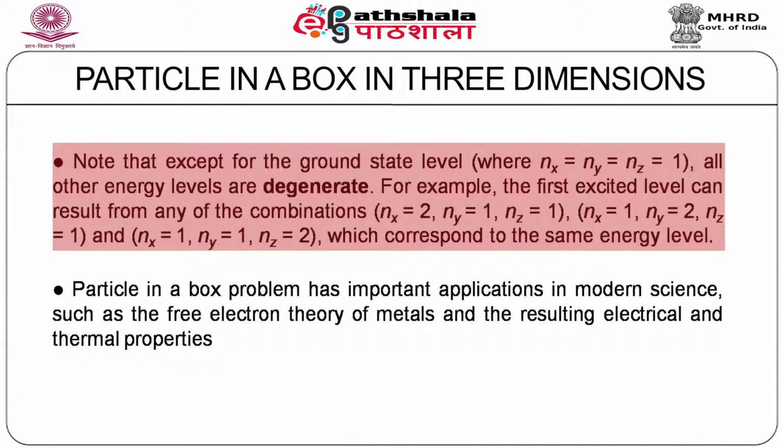For example, the first excited level can result from any of the combinations, that is nx equal to 2, ny equal to 1, and nz equal to 1. The second combination is nx equal to 1, ny equal to 2, and nz equal to 1. And the third combination is nx equal to 1, ny equal to 1, and nz equal to 2. So each combination will give you the same energy level. So that's why we say that we get degenerate energy levels.